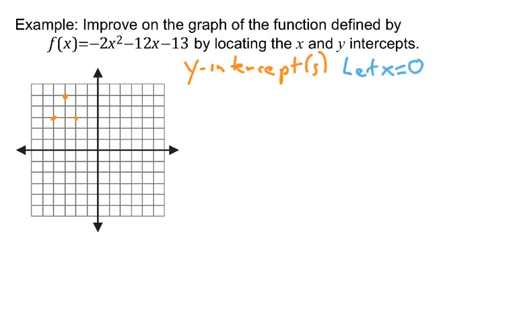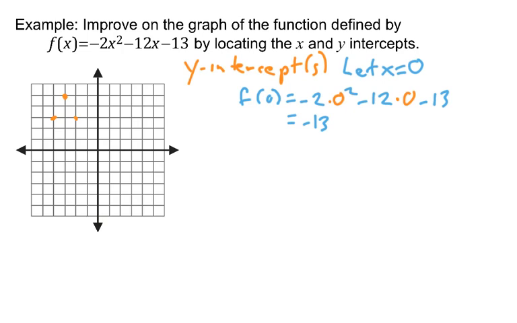In this case, that would be the same as saying, what is f of 0? And that means just plug in zeros wherever you see the x. Negative 2 times 0 squared, minus 12 times 0, minus 13. Pretty easy calculation. You're going to get negative 13. The y-intercept of this graph is at negative 13.